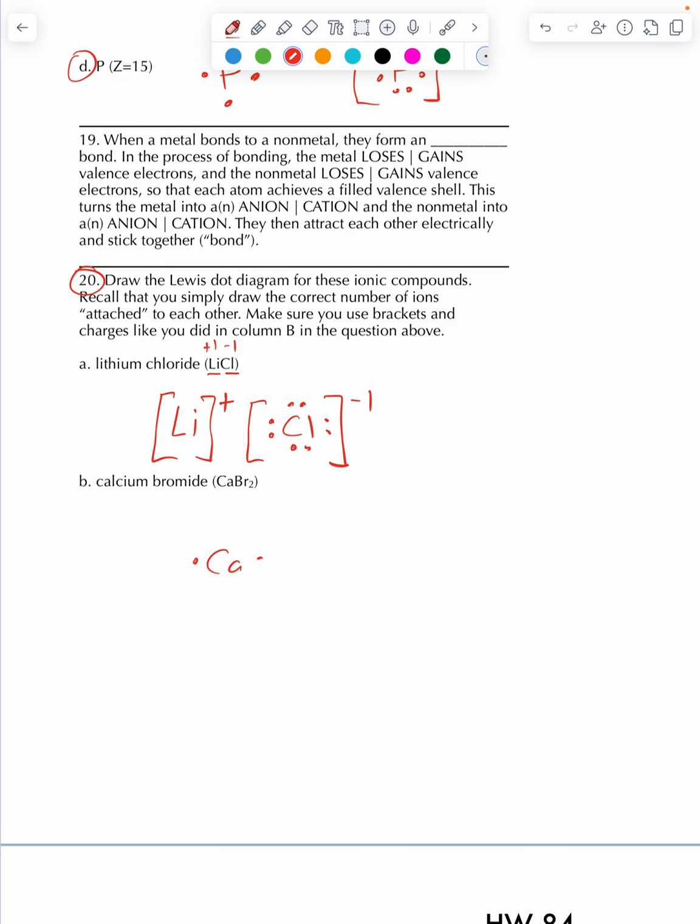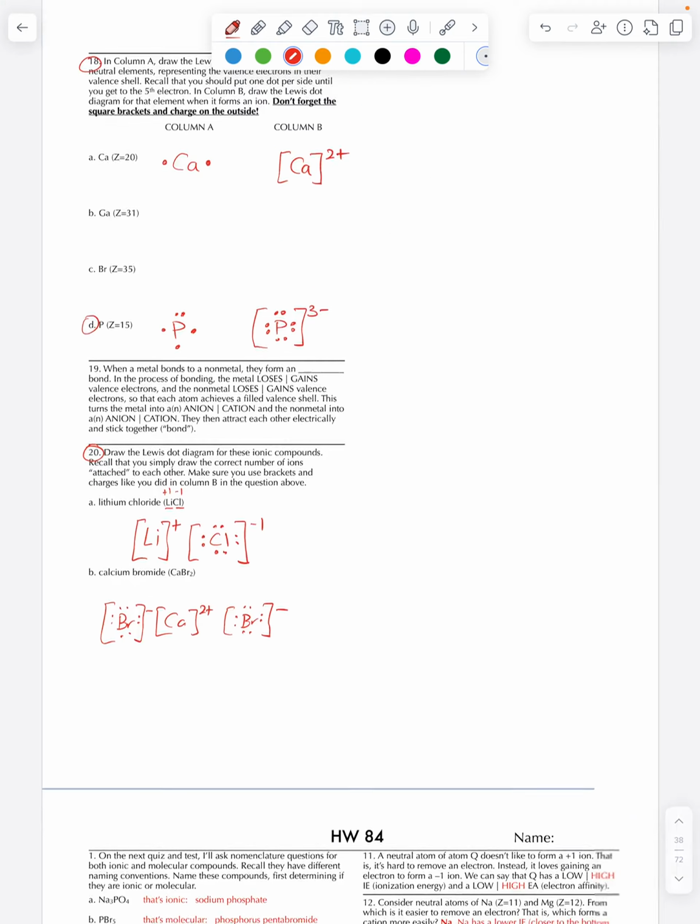Well, calcium is normally this, but it's going to lose its 2 dots to form the calcium 2+ ion. Bromine normally has 7 dots, but it's going to fill out its octet and will look like that, but we have 2 bromine ions. So this is not that important. I don't know if I'll do one of these, but that's how you do ionic compounds. Not as important for Lewis structures.